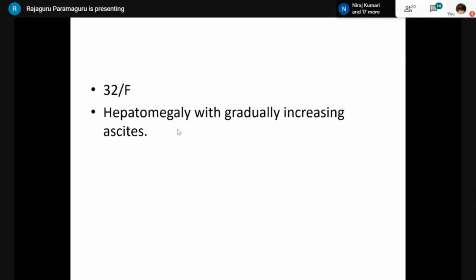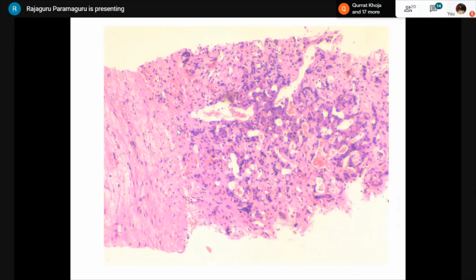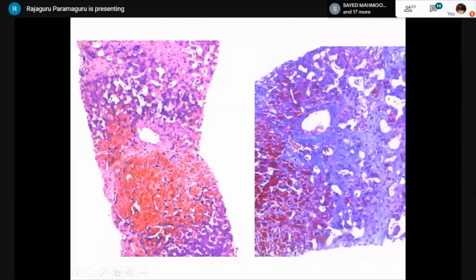Next, there will be another question before going on to another section. This is a 32-year-old female with hepatomegaly with gradually increasing ascites. This is the first image where there is a lot of sclerosis within the sinusoids, dilatation of the sinusoids at certain areas with blood in them. This is again another image showing a lot of hemorrhage over here.